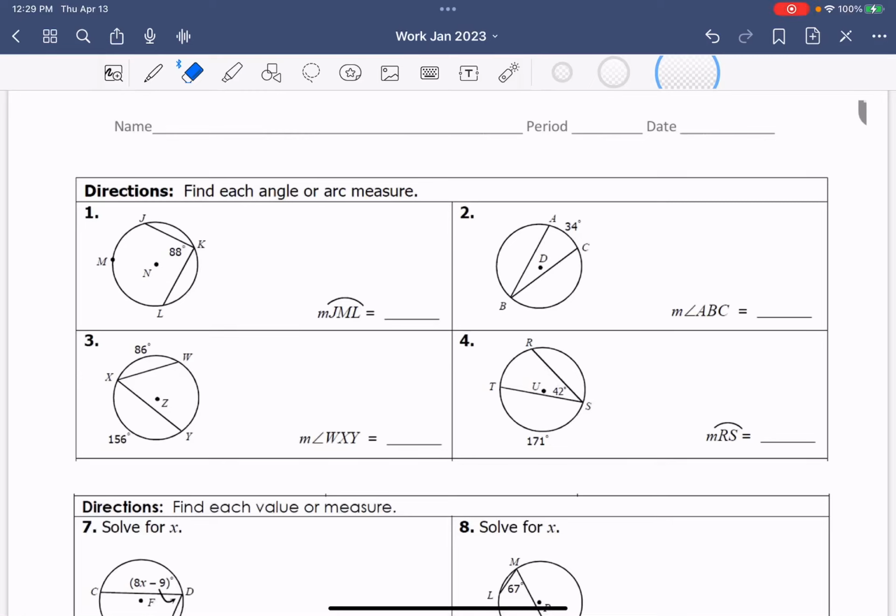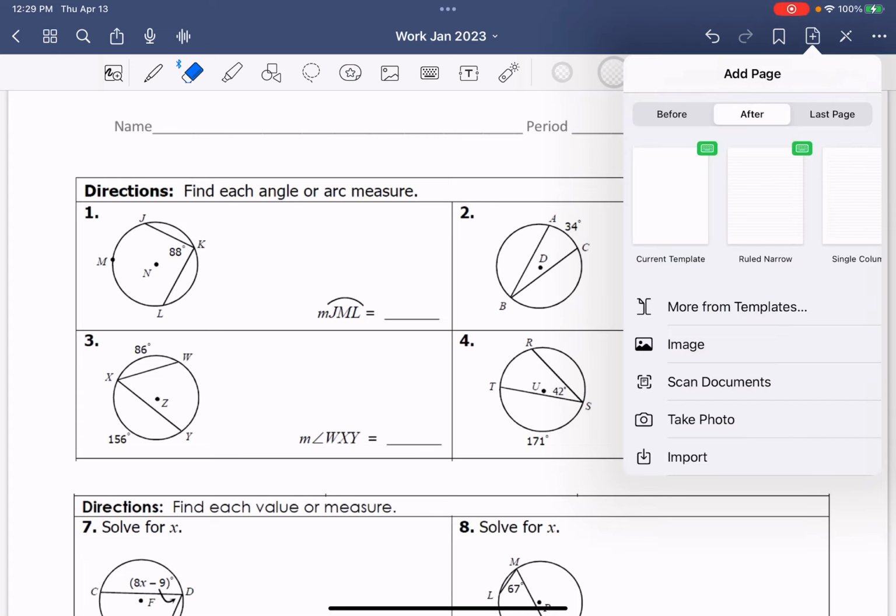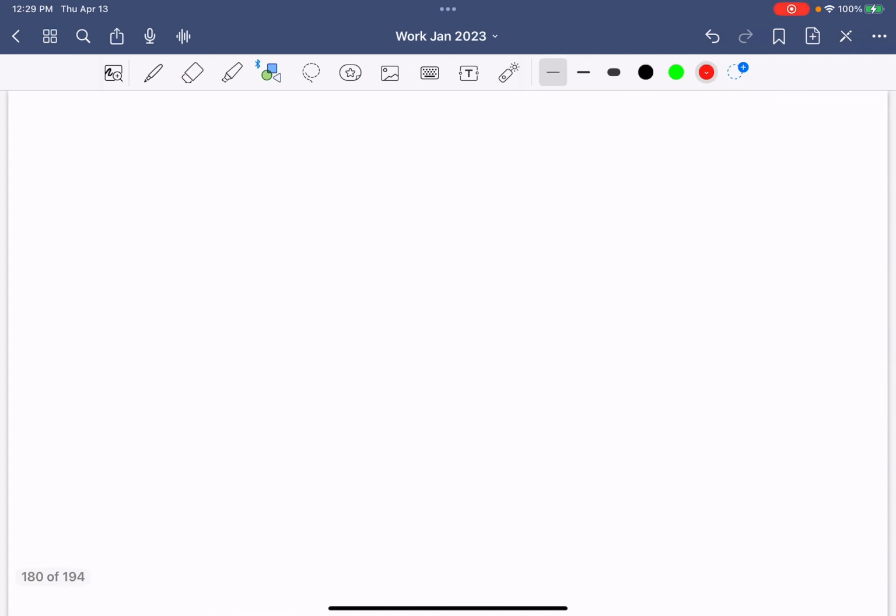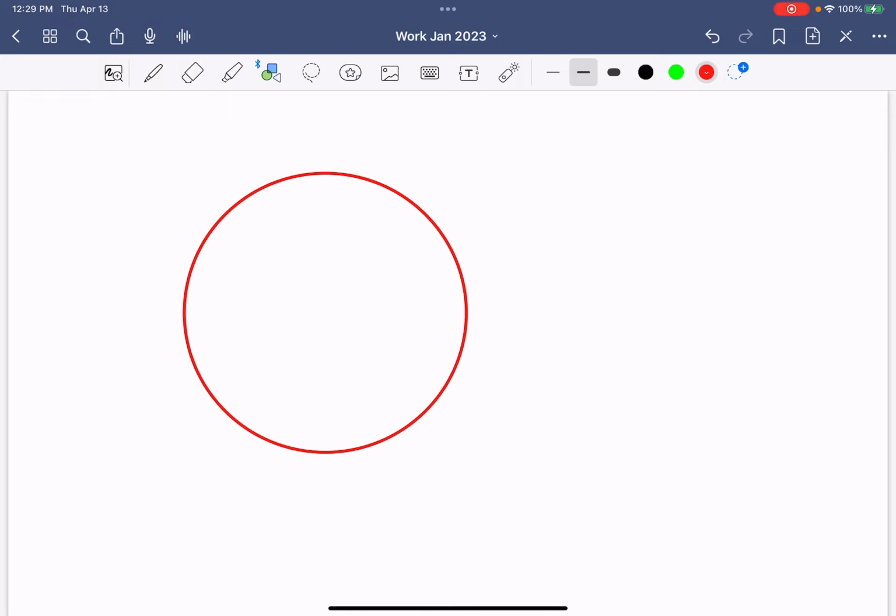Alright guys, so this is a review for the inscribed angle portion of the test. Basically, let's recap a little bit. When you have a circle and you have an angle, a central angle means it is cut to the center. So it's called a central angle.